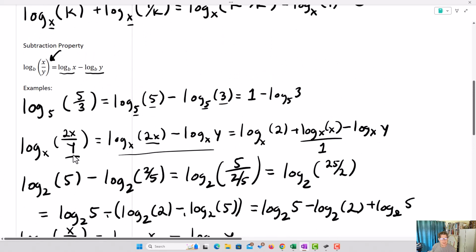So the subtraction property: if we have a quotient inside of the argument, we can separate that out into two separate logarithms with the same base, the log of the numerator minus the log of the denominator. And that gives us our subtraction property.